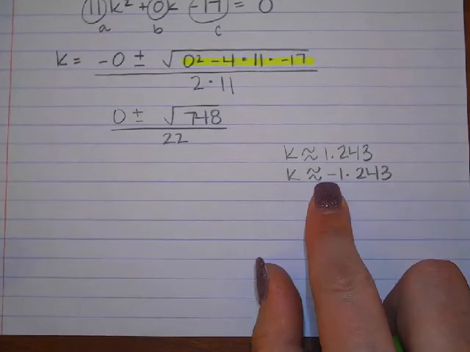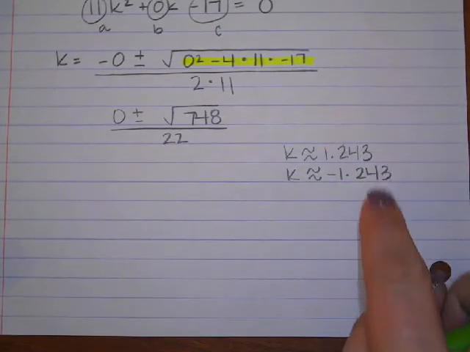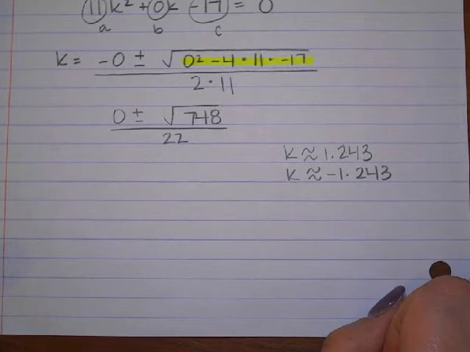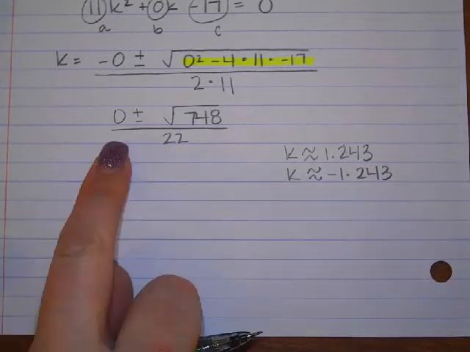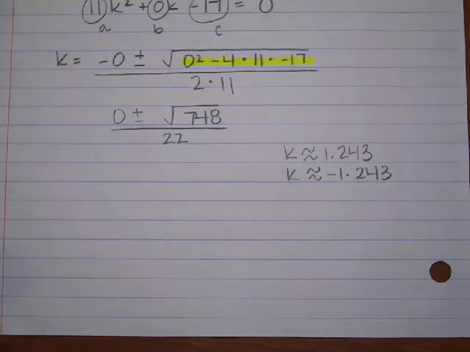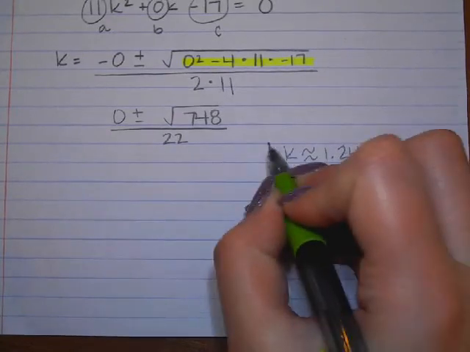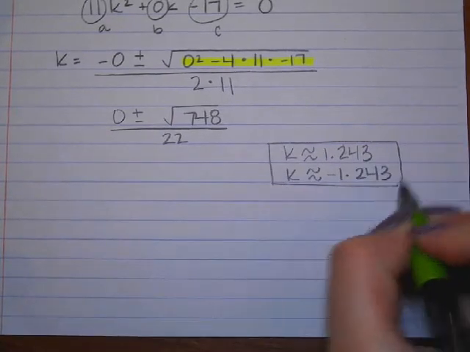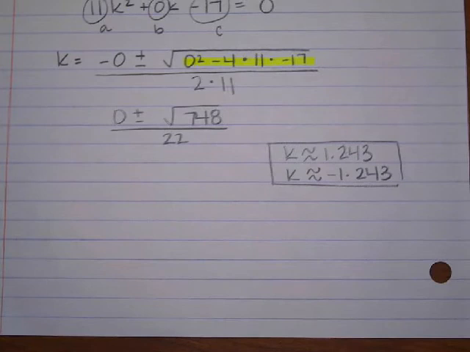Now, is it always the case that the two answers are just like the positive and negative version of each other? No. The only reason that happened is because of the 0 in the front. We got lucky that time. The rest of the time, it'll be a different number. All right. Are we feeling refreshed on the quadratic formula?